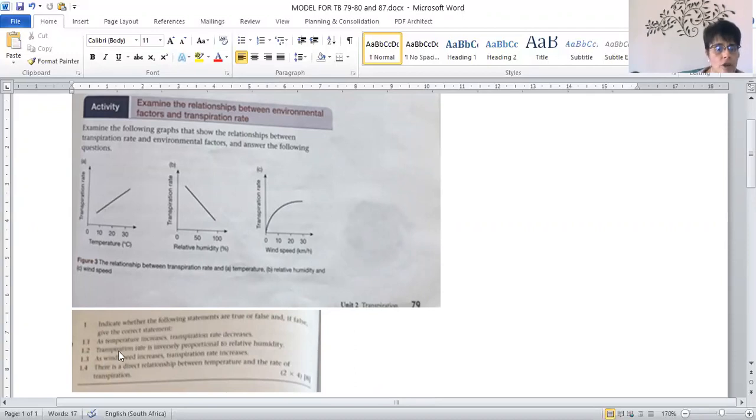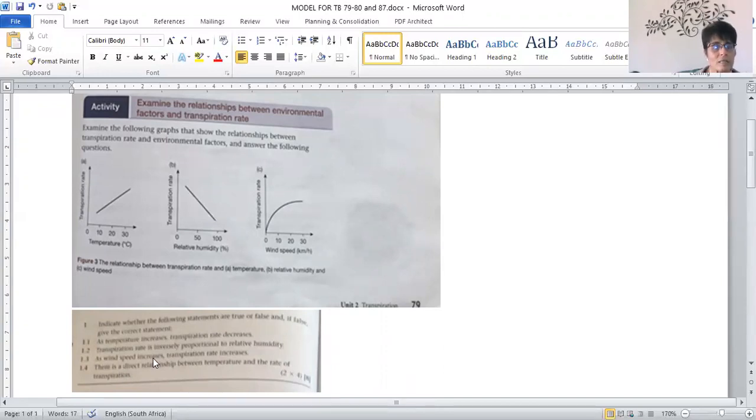Number 2, transpiration rate is inversely proportional to relative humidity. As the humidity rises, as the air becomes more full of water vapor, transpiration is inversely proportional because it's decreasing. Because the more humidity there is around the leaves, the lower is the gradient, the less steep is the gradient between the inside and the outside of the leaf, so less water vapor will leave through the stomata. Okay, so that is true.